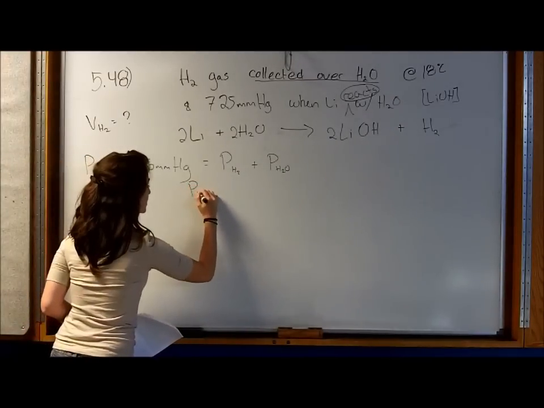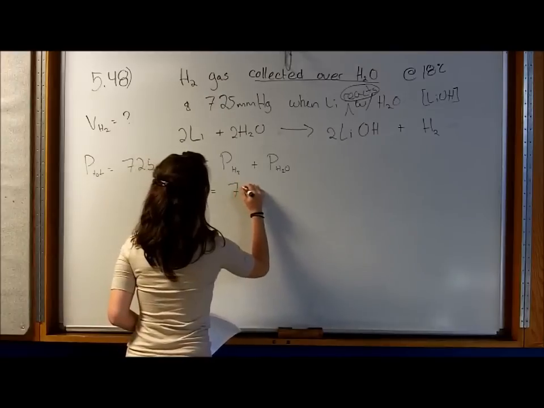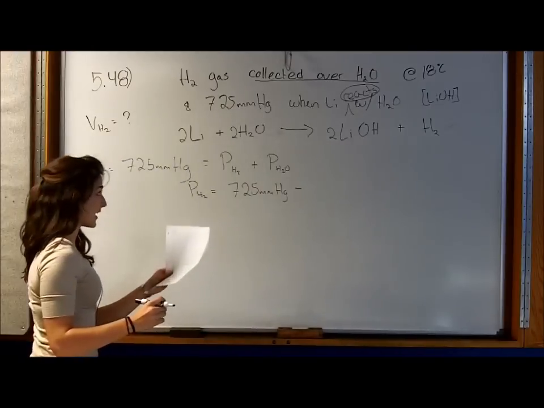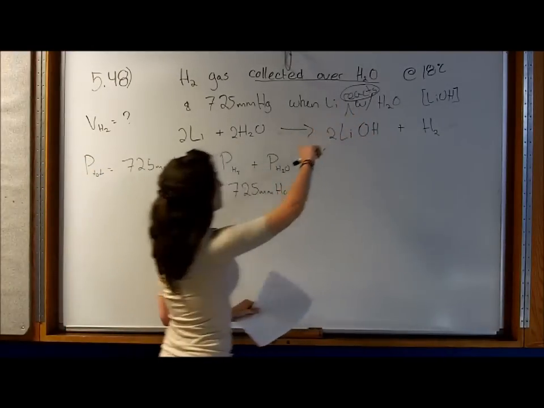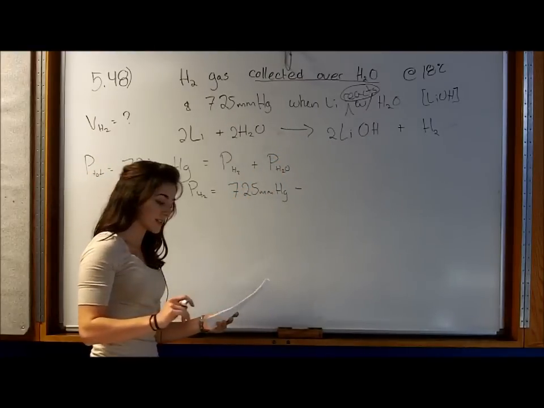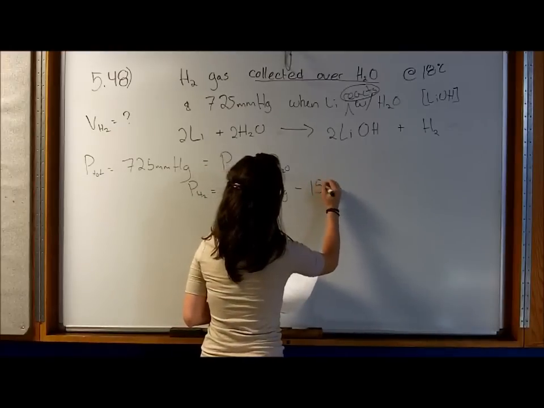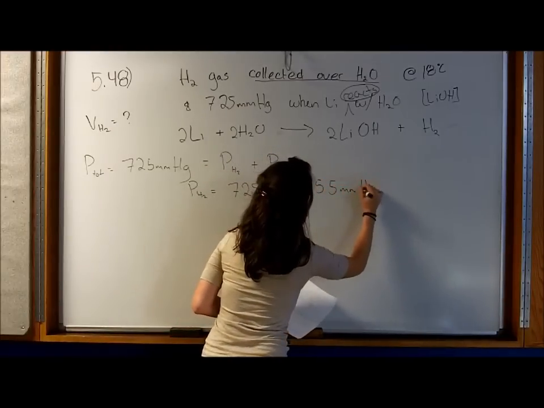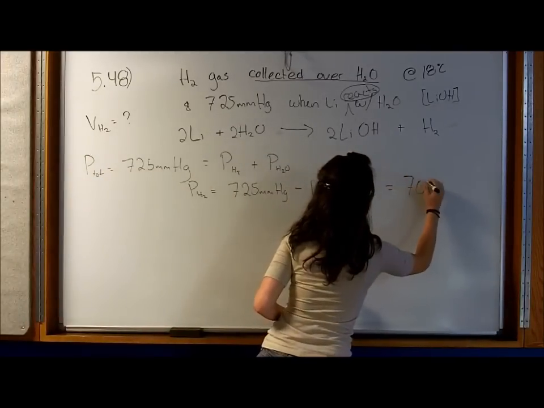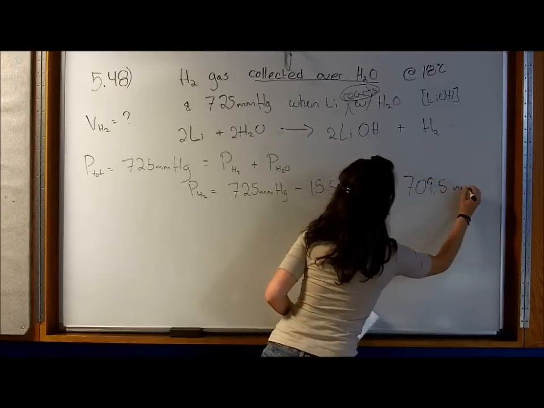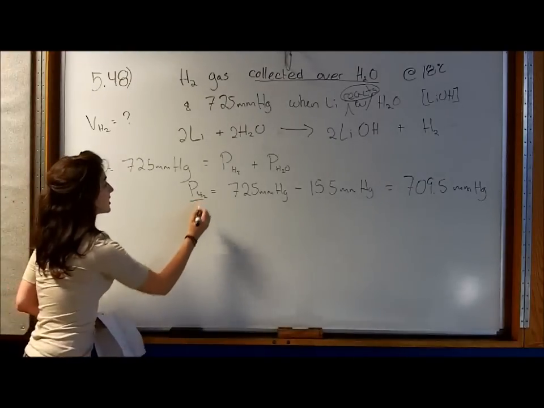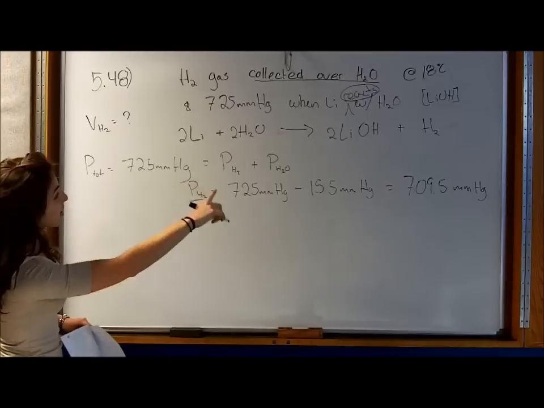So we have pressure of H2 equals 725 millimeters of mercury minus, we get this value of vapor pressure at 18 degrees Celsius from a table. It's table 5.2 on page 164, and that gives us 15.5 millimeters of mercury. And that's your vapor pressure for water. Subtract that and you get 709.5 millimeters of mercury of hydrogen. So now we have pressure of hydrogen, temperature, and some grams of lithium.